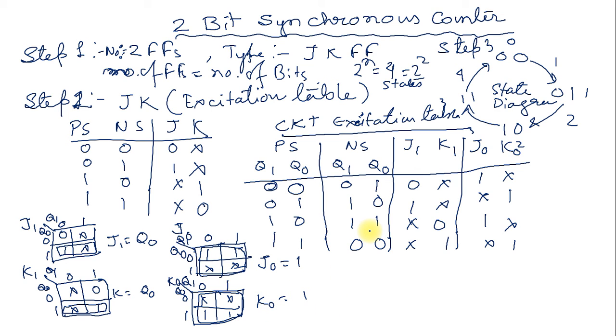Now we have got the Boolean expressions. Next we can design the circuit based on these Boolean expressions. So I'm designing the circuit, and now I have got 4 expressions: J1 equals Q0, K1 equals Q0, and J0 equals 1, K0 equals 1.